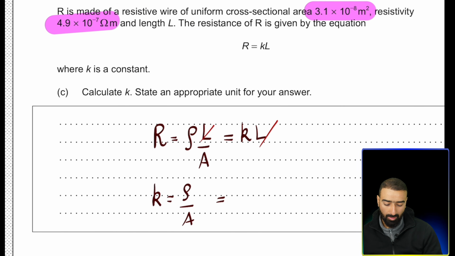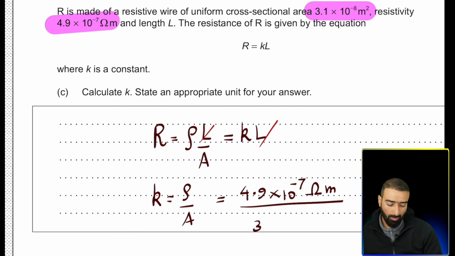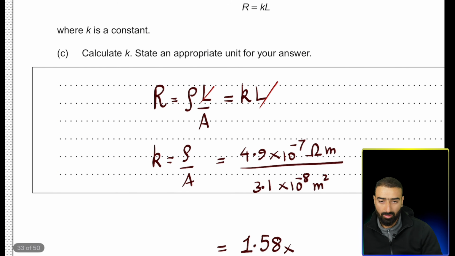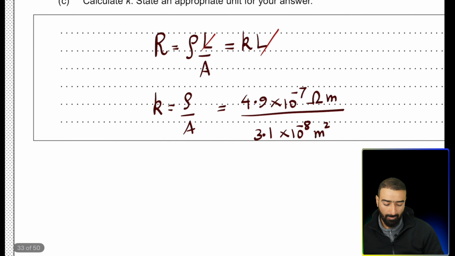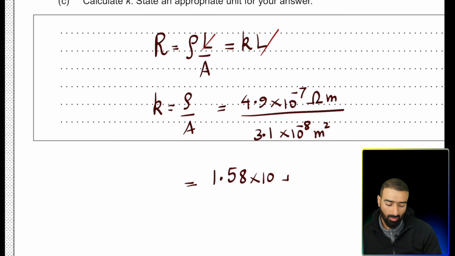So we'll just plug those values into the equation here. Doing that leads us to 4.9 times 10 to the minus 7 ohm meter divided by 3.1 times 10 to the minus 8 meter squared. Alright, so if we plug this into a calculator, we get a value of 1.58 times 10 ohm per meter.